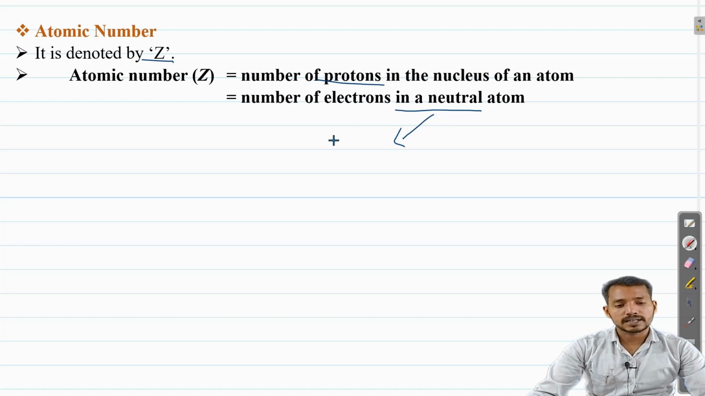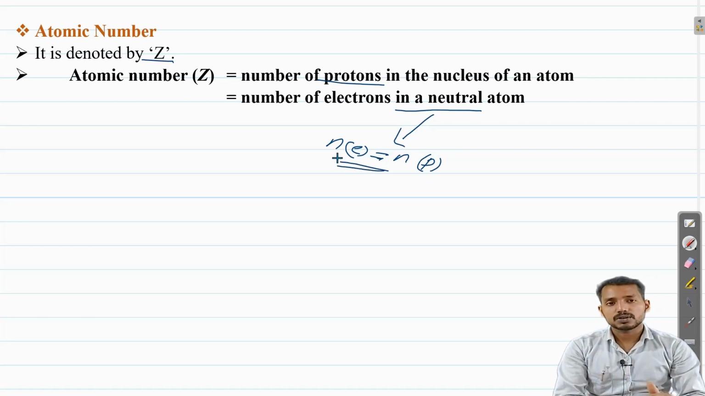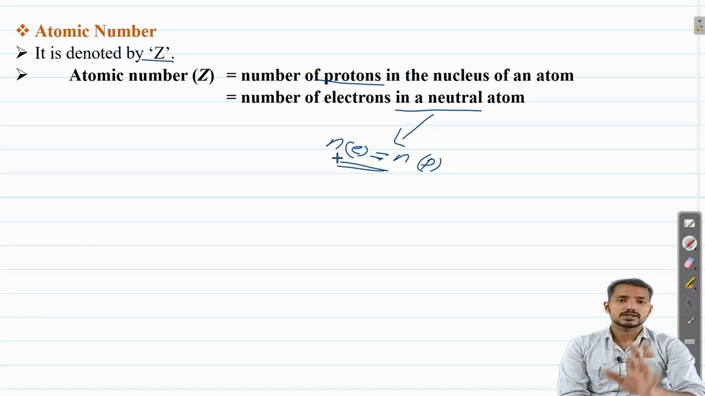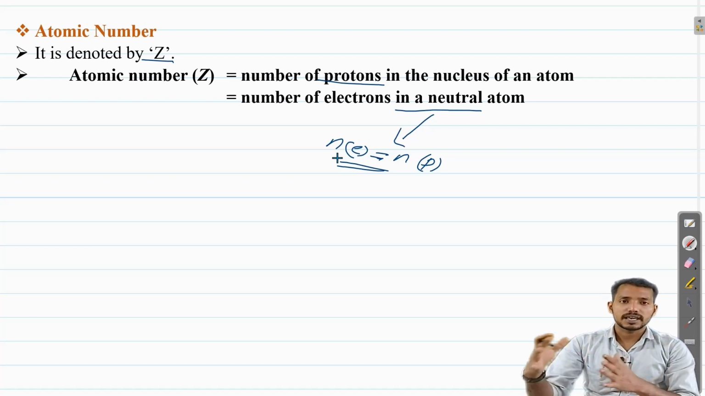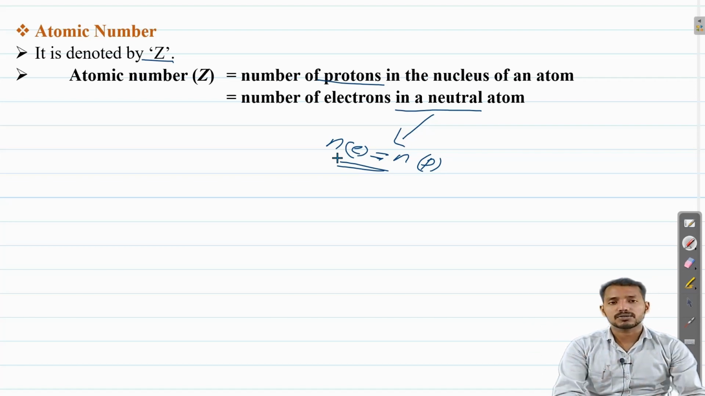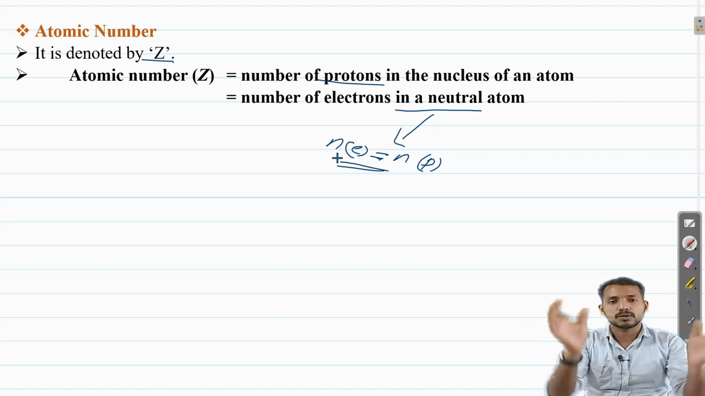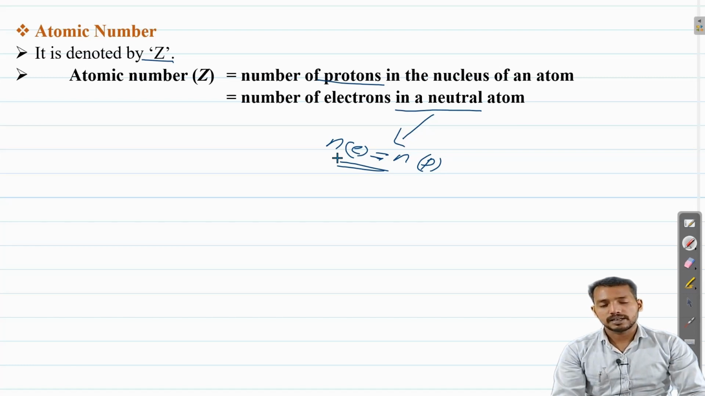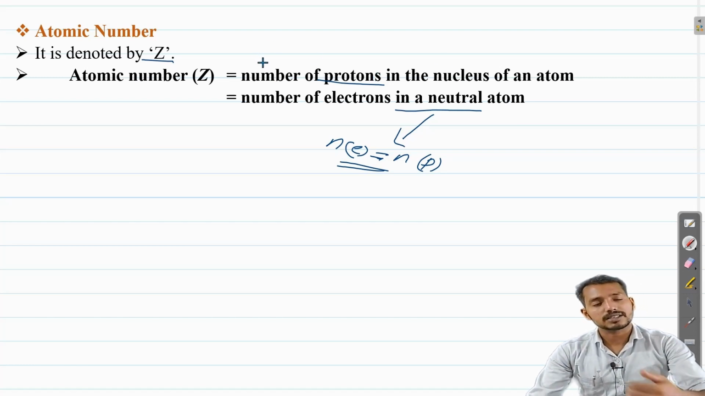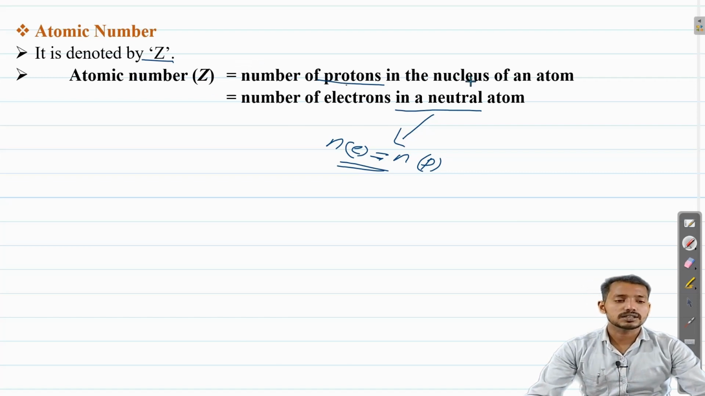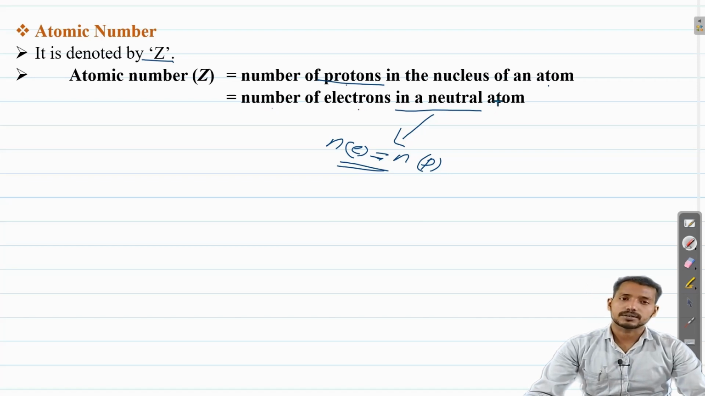That means in a neutral atom, the number of electrons is equal to the number of protons. Clear? Because of this, in a neutral atom the electrical charge is neutral, that means the net charge is 0, because there are equal numbers of electrons as well as protons. That means equal numbers of positive charges and negative charges are present in the atom. So as a whole, the atom will be neutral. Clear? So in the case of a neutral atom, we can define atomic number as the number of protons in the nucleus of an atom, or the number of electrons in a neutral atom.